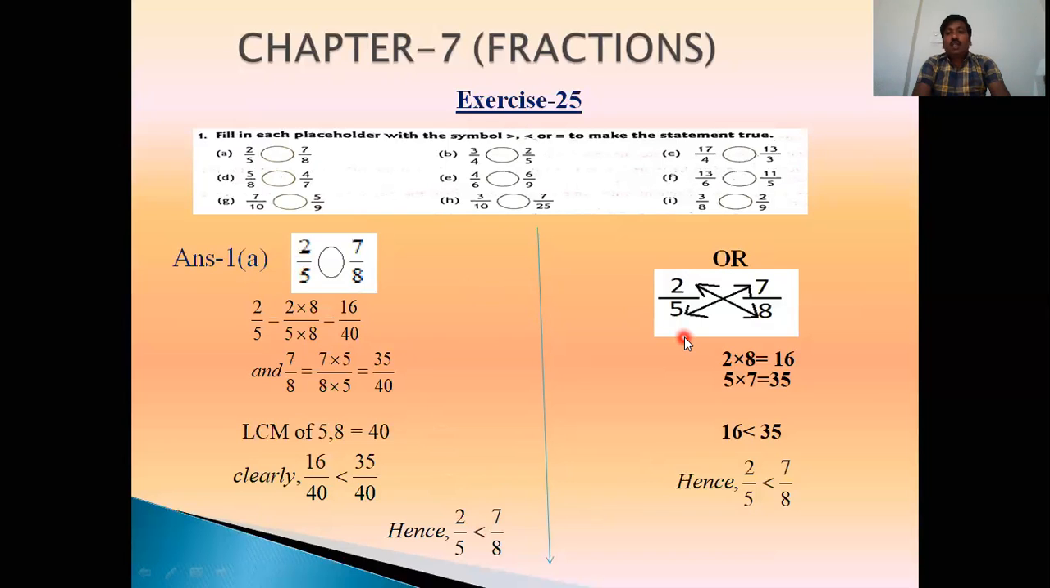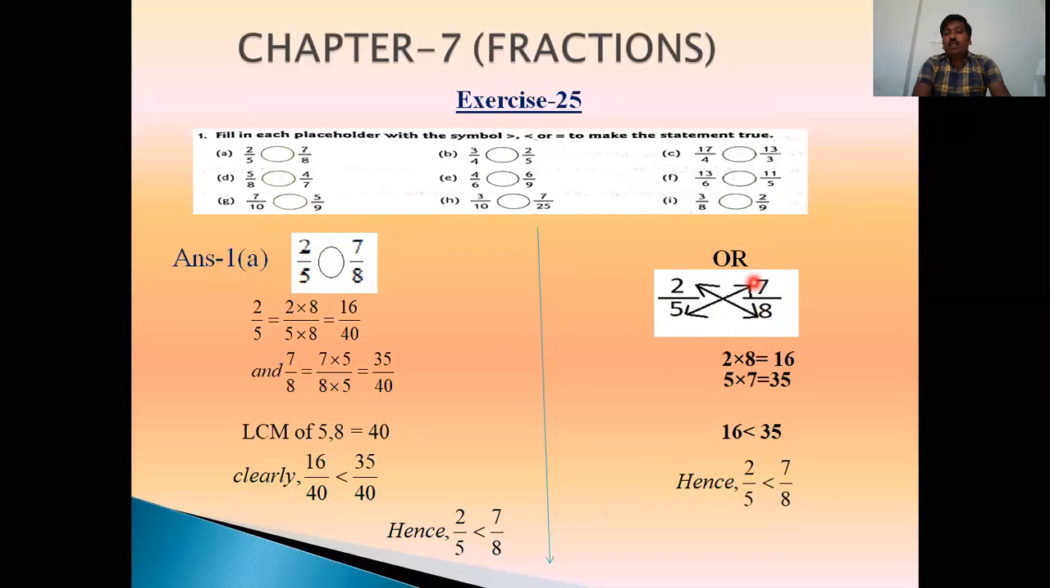Now here is another method, which is called the shortcut method, to compare any two fractions. It is called the cross multiplication method. This is very easy. First we multiply the numerator of the first fraction with the denominator of the second fraction, and we get 16.